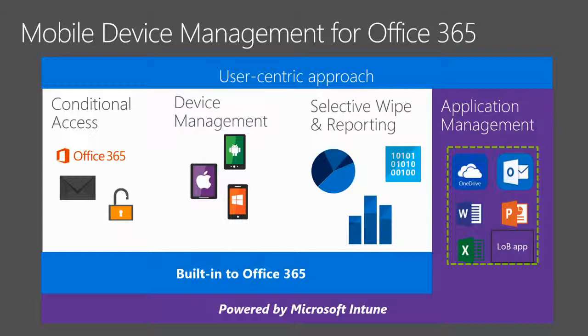And then the last one is selective wipe. Exchange ActiveSync had a wonderful wipe policy. As soon as you said wipe the device, you wiped everything. You wipe their email, their photos, their apps, everything off that device. So users are less than thrilled with that approach. Selective wipe allows you to wipe just the Office 365 data, and we'll show you a demo of that and what that looks like from a device point of view.